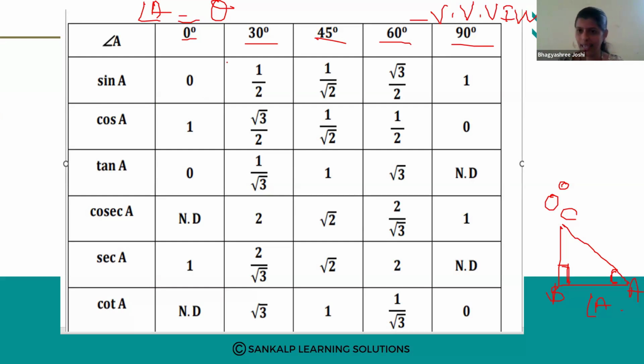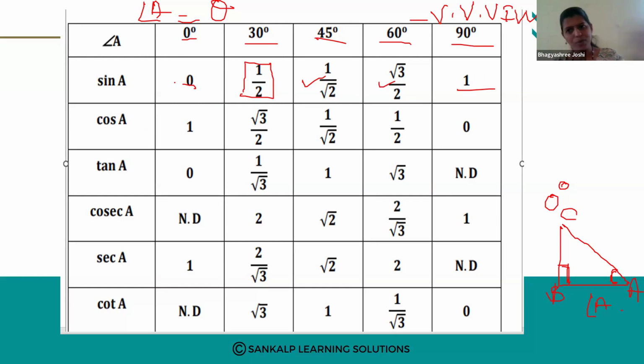If sin A is 0 degree, then the value is 0. Sin 30 degree, value is 1 divided by 2. If angle A is 45 degree, then value is 1 divided by root 2. Sin 60 degree is root 3 divided by 2. Sin 90 degree is 1. So how to remember this chart? See, a very simple trick I am going to tell you. Once you remember sin A, you will remember cos A easily. See, sin value starts from 0 to 90.